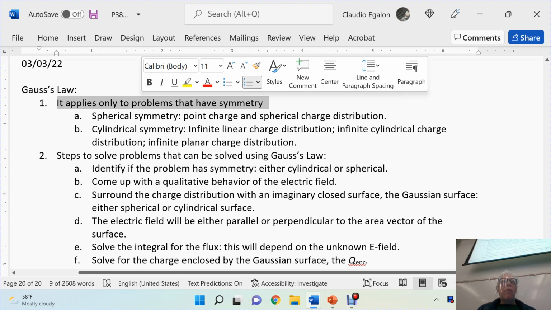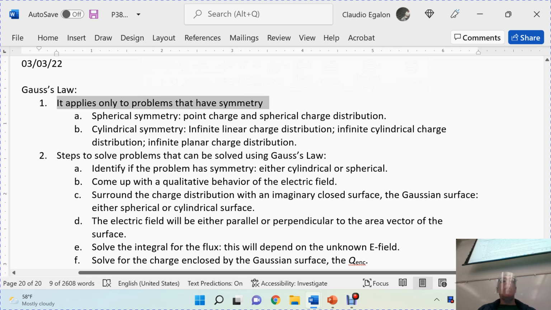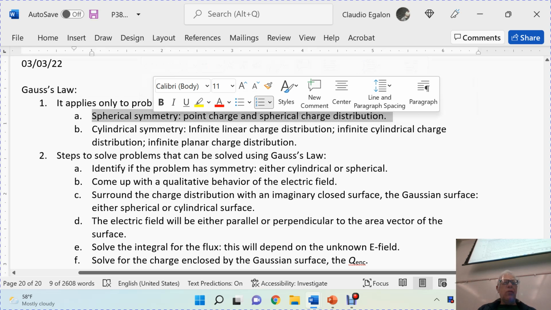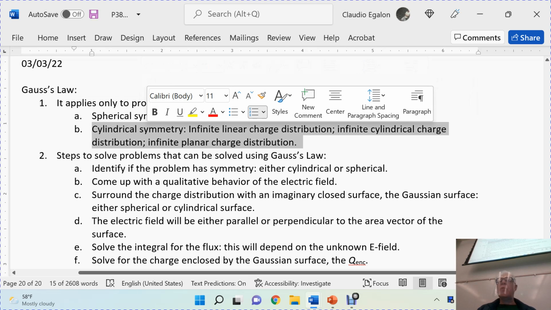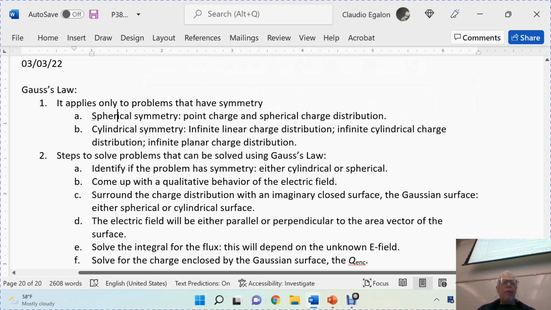Gauss's law applies only to problems that have symmetry. We have seen problems with spherical symmetry and cylindrical symmetry. Problems that have spherical symmetry are problems such as the point charge and the spherical charge distribution. Problems with cylindrical symmetry are the infinite linear charge distribution, infinite cylindrical charge distribution, and infinite planar charge distribution.